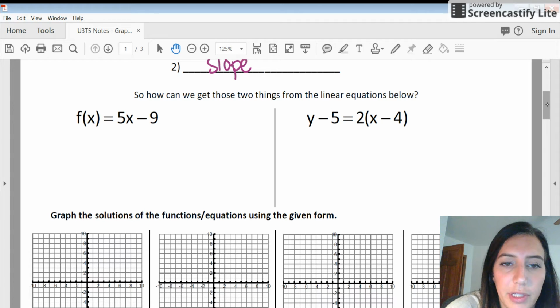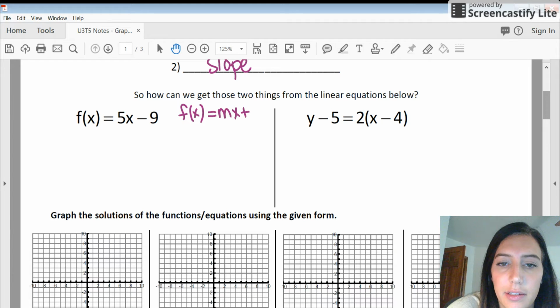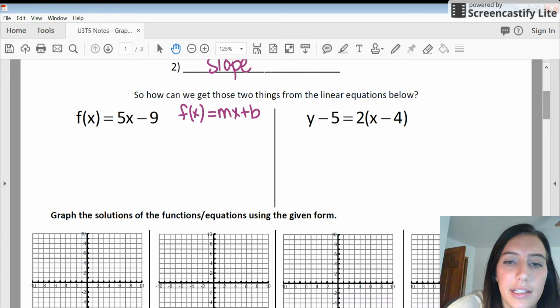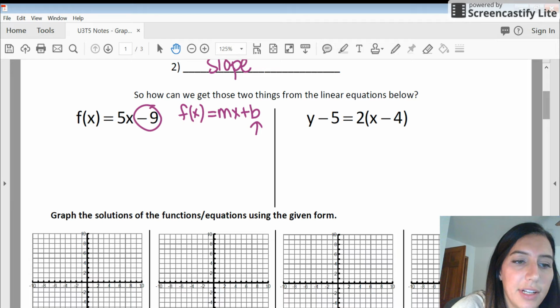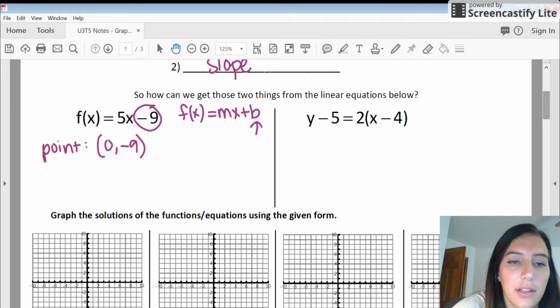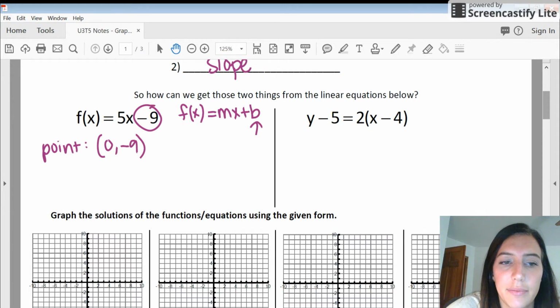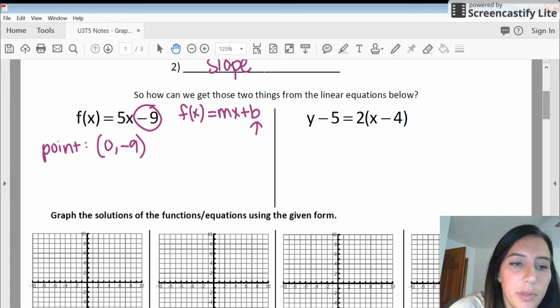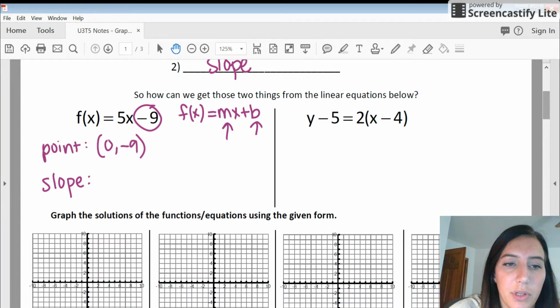Recall that in slope-intercept form, f of x equals mx plus b, that b is the y value of the y-intercept. So that means that -9 is going to be the y-coordinate of the y-intercept. So our point will be 0, -9. Our slope is represented by the letter m. So our slope will be 5.